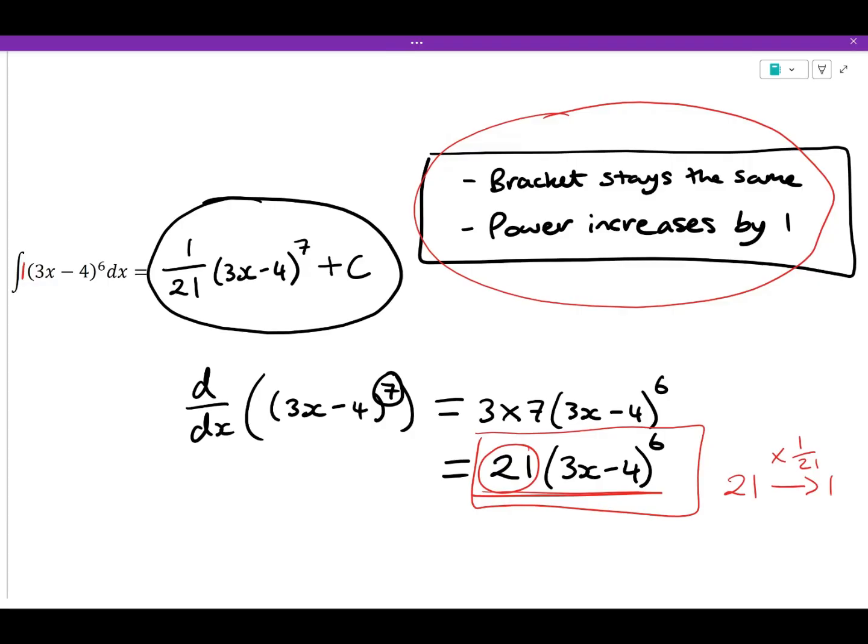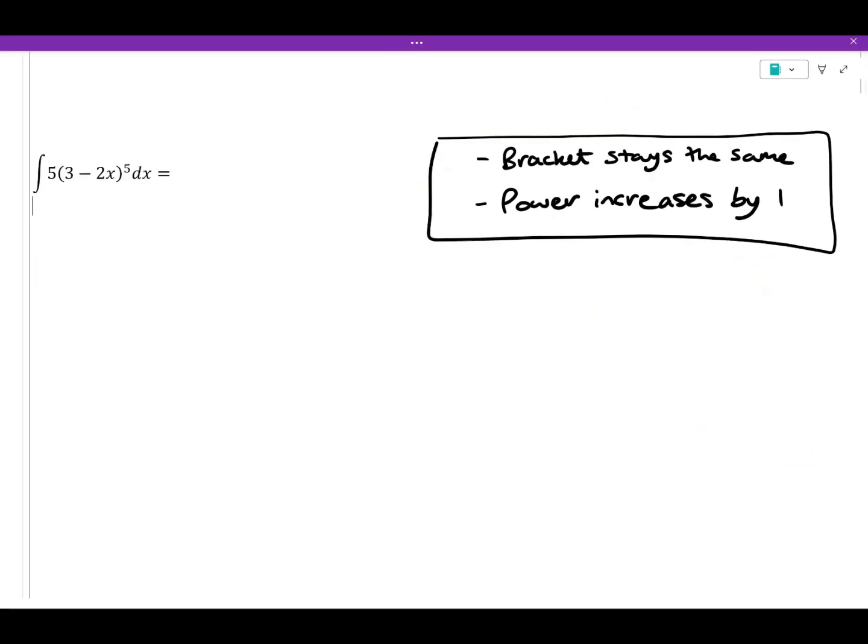Let's have a look at another scenario. So here's our next question. This one's a little bit different because we now have a 5 multiplying our bracket raised to a power. Now, there's a few ways you could approach this. We could leave the 5 there, but because it's a numerical factor of our integral, what I could do is factor this 5 out. So I get 5 multiplied by the integral of (3 - 2x) to the power of 5 with respect to x. Then what I could do is compute this integral here and then multiply my final answer by 5. Okay, that's one possible option. However, I'm just going to leave the 5 in and approach it exactly how it's written.